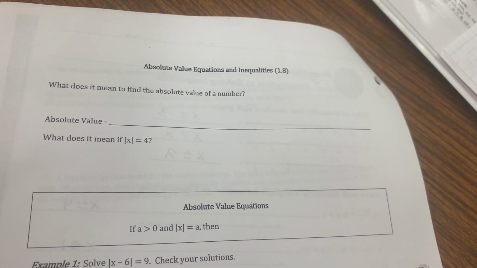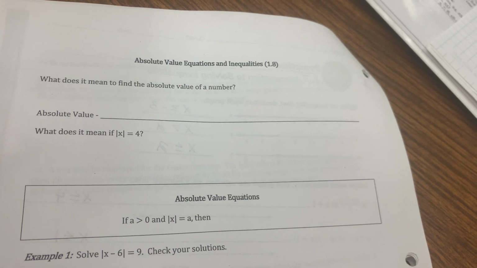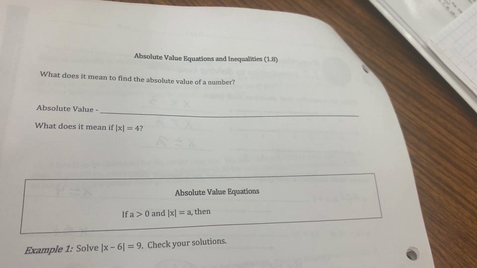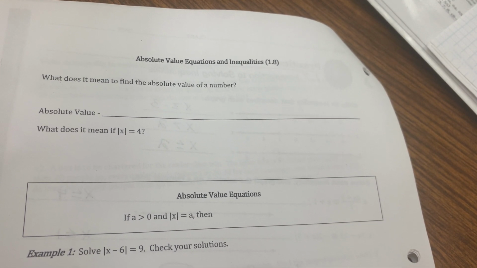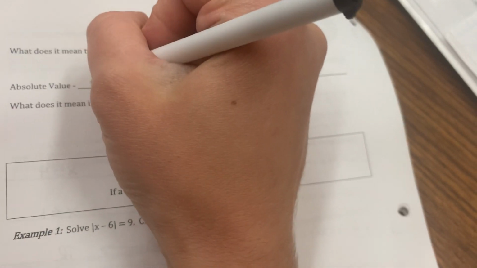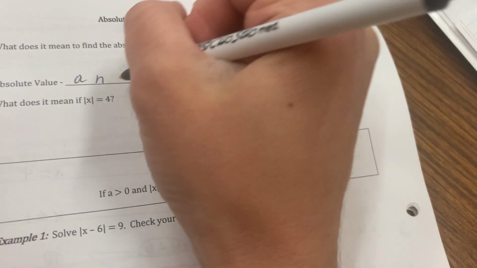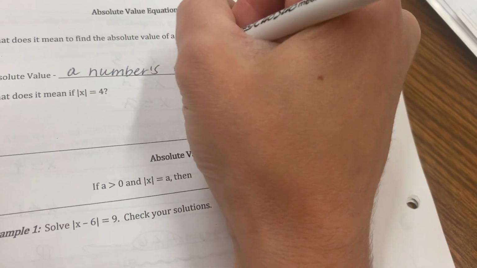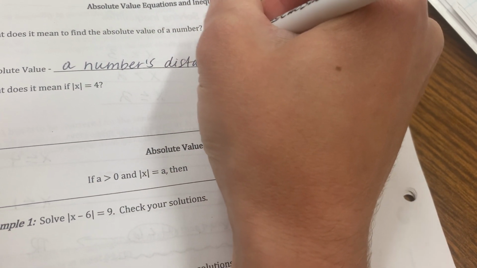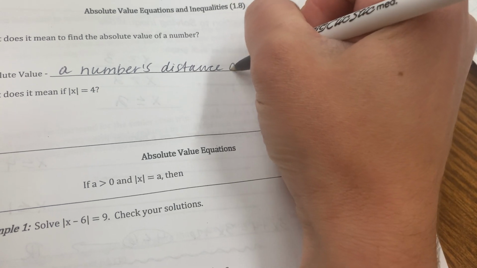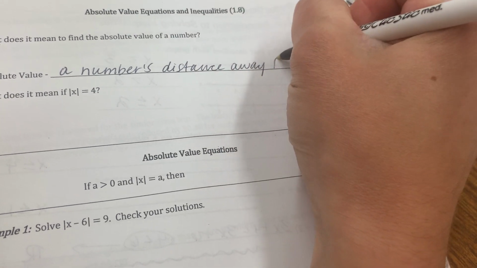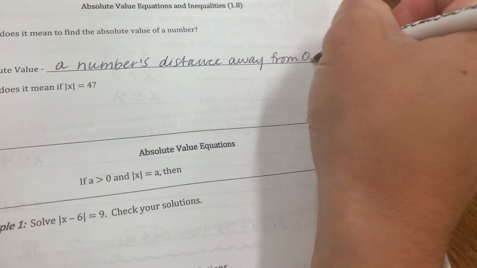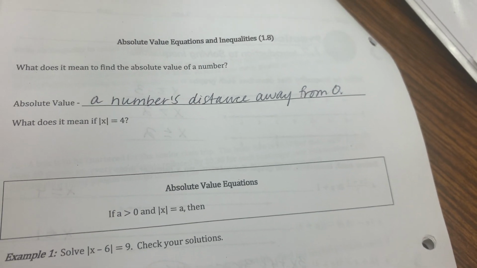It says, what does it mean to find the absolute value of a number? It means to find a number's distance away from 0. So absolute value is a number's distance away from 0 on the number line.